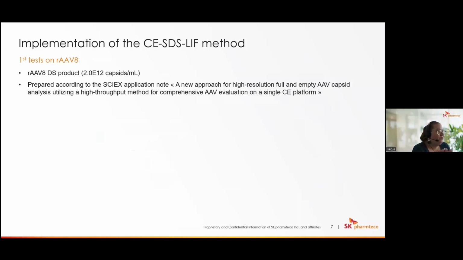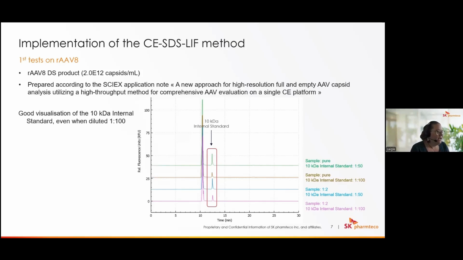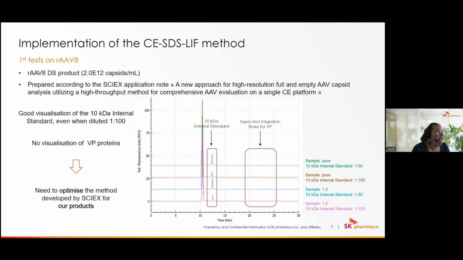To begin with, we wanted to implement the CESDS-LIF method at ePOSGAZI with an rAAV8 product. For this, we use the method described in an application note from SciEx. With this method, we had a good visualization of the 10 kDa internal standard on the electropherogram, even with a 100-fold dilution. However, we had no visualization of the VP proteins for our samples, whether it is half diluted or pure. It therefore appears necessary to optimize the method for our products.